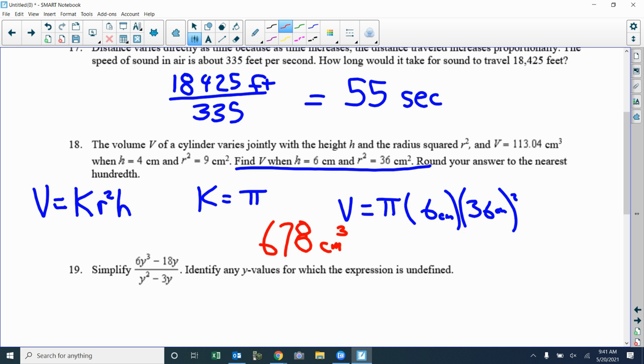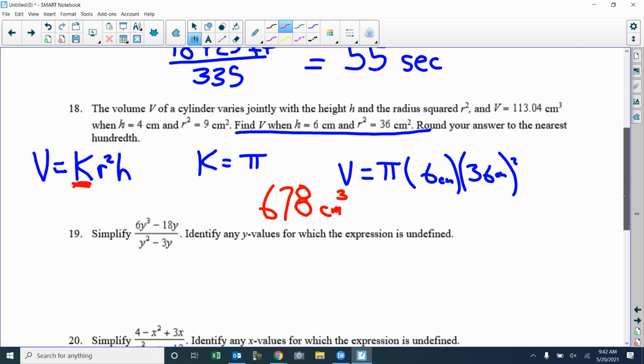Round your answer to the nearest hundredth. I would probably go a couple more decimals there, but I'm not concerned. You'll see on the exam, you know what the answers are, you'll know. Everybody feel okay about 18? Remember, we did find K, but I'm just going to give you K as pi here.